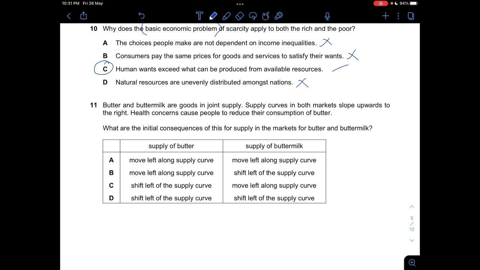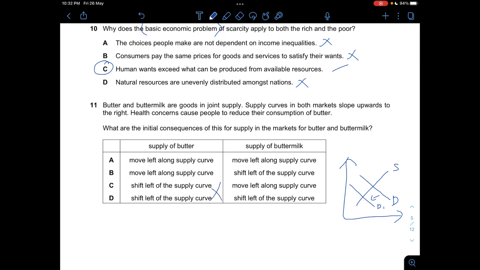So it will be something like this. So this is the supply curve and this is the demand curve. And then you reduce your demand, so this will shift to D1. That means that you'll move left along the supply curve, so C and D is wrong.